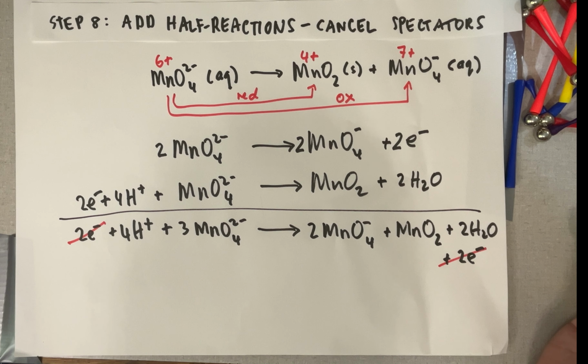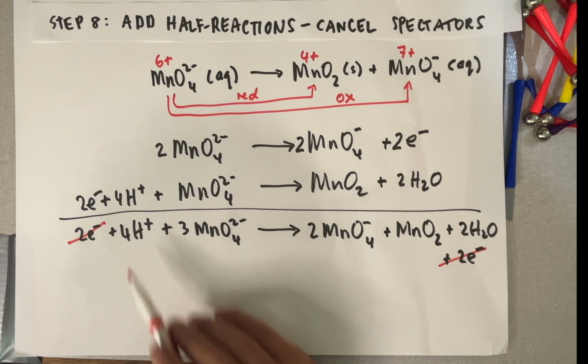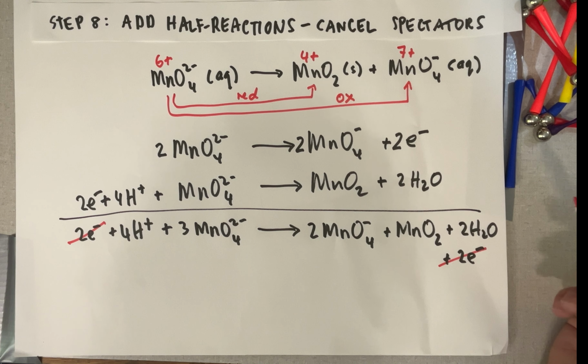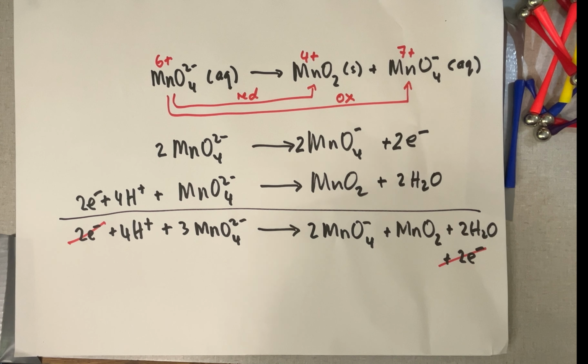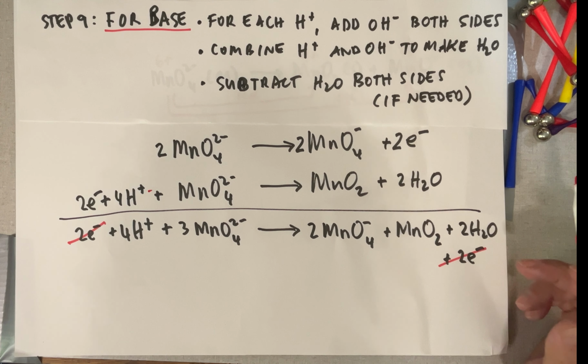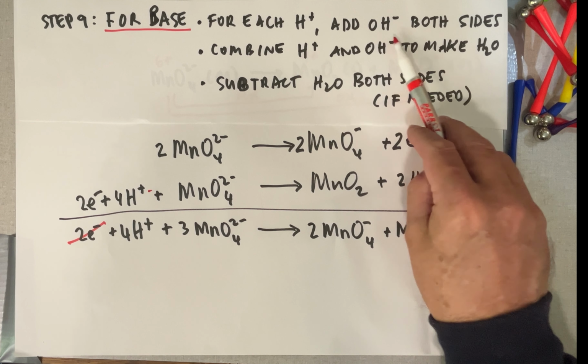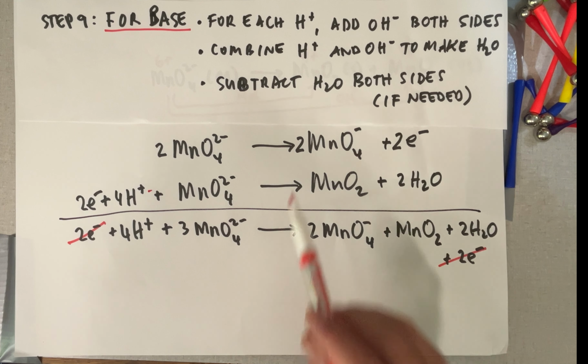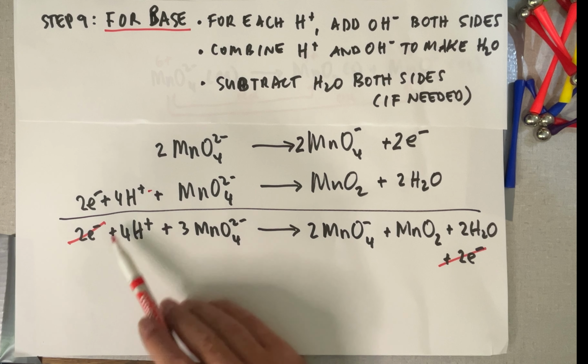If the question were to ask balance it in an acidic media, the H plus here gives a big clue that it's in acidic media. Now if the question asks that you must balance it in a base or basic solution, then there's additional steps to be done, and they are as follows. For a base, for each H plus add a hydroxide on both sides. You have 4 H pluses on this side.